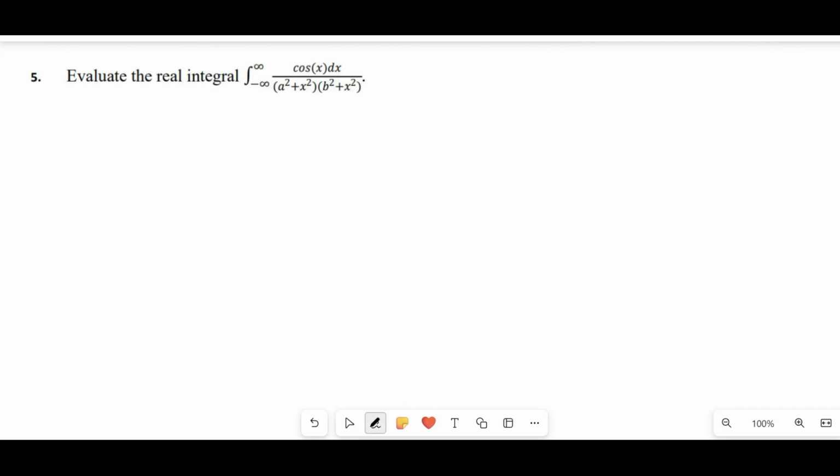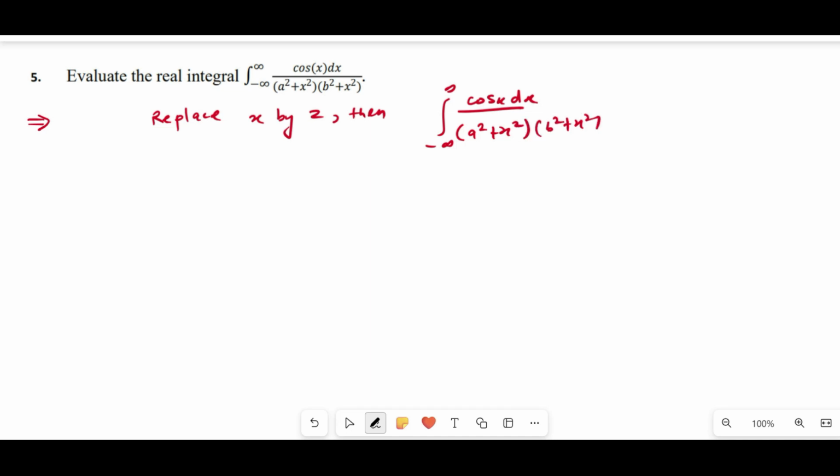In this integral, as we know that we need to replace x by z, then the integral will be from negative infinity to infinity of cos of x dx over (a squared plus x squared)(b squared plus x squared), which will be equal to the integral over the curve C of cos of z dz over (a squared plus z squared) and (b squared plus z squared).